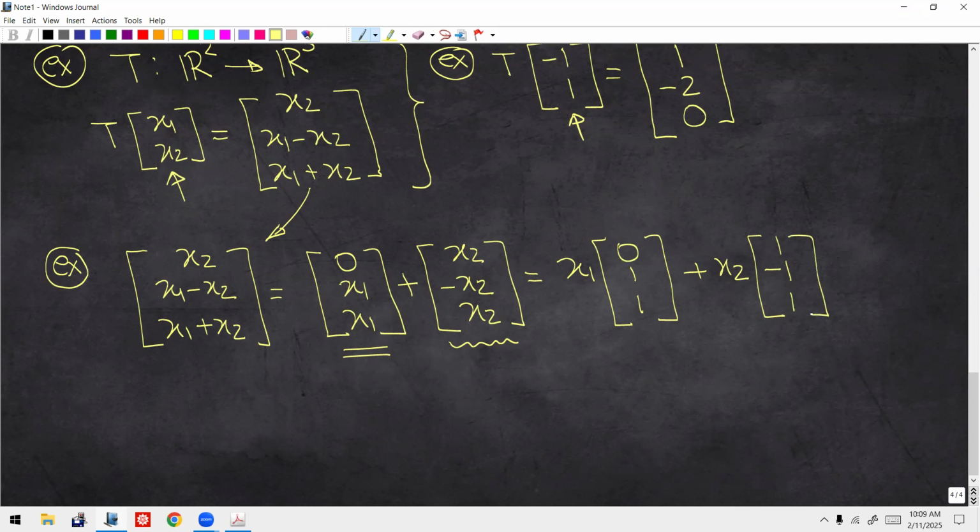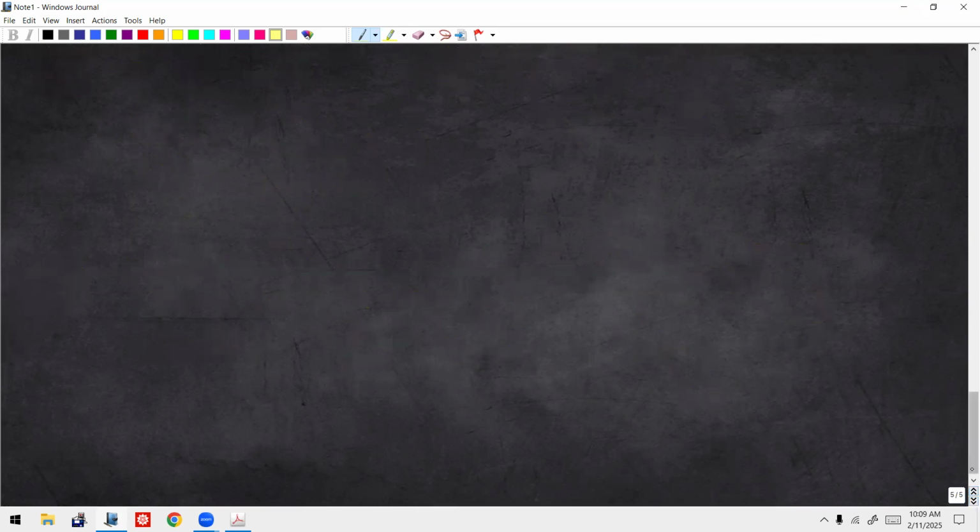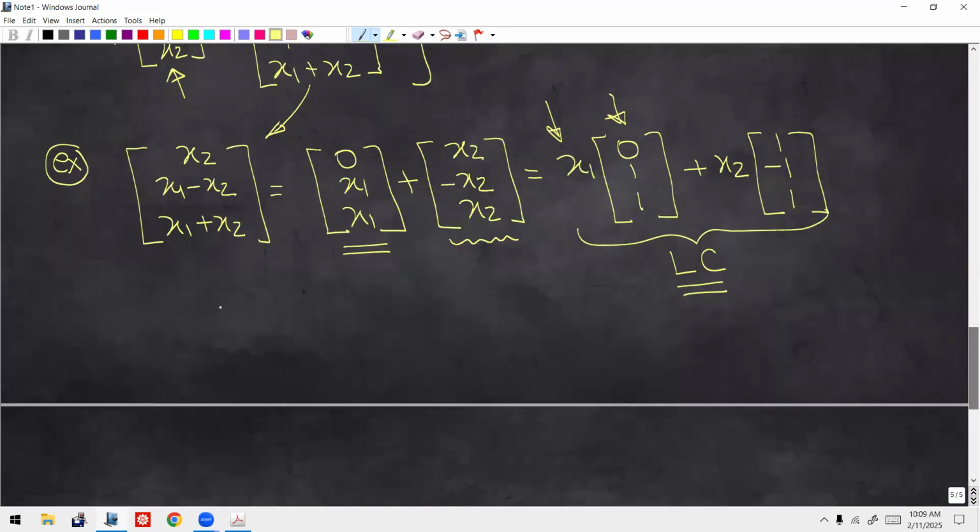This looks like a linear combination that we came across before. What is a linear combination? A product of a vector and a scalar, correct? And you add them all up. So you can think of this as, I have T, which is made up of x1 and x2.